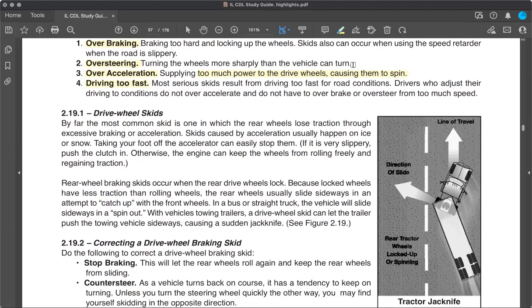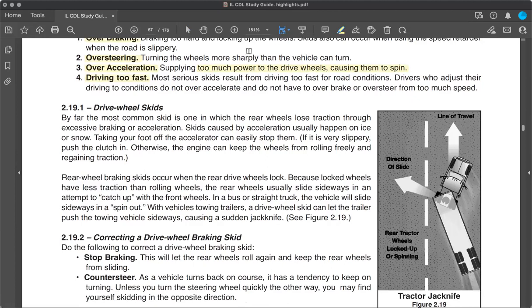So now let's look at 2.19.1. So these are drive wheel skids. Some vehicles have front wheel drive, other vehicles have rear wheel drive. Regardless of the vehicle, wherever your drive wheels are, if you start to have a skid, the way you recover from that skid is just by taking your foot off the accelerator. So here's another example where we don't hit the brakes, we just take our foot up off the accelerator. If you see any questions that ask you, how do you recover from a skid? How do you prevent a skid? Take your foot off the accelerator will be the correct answer.